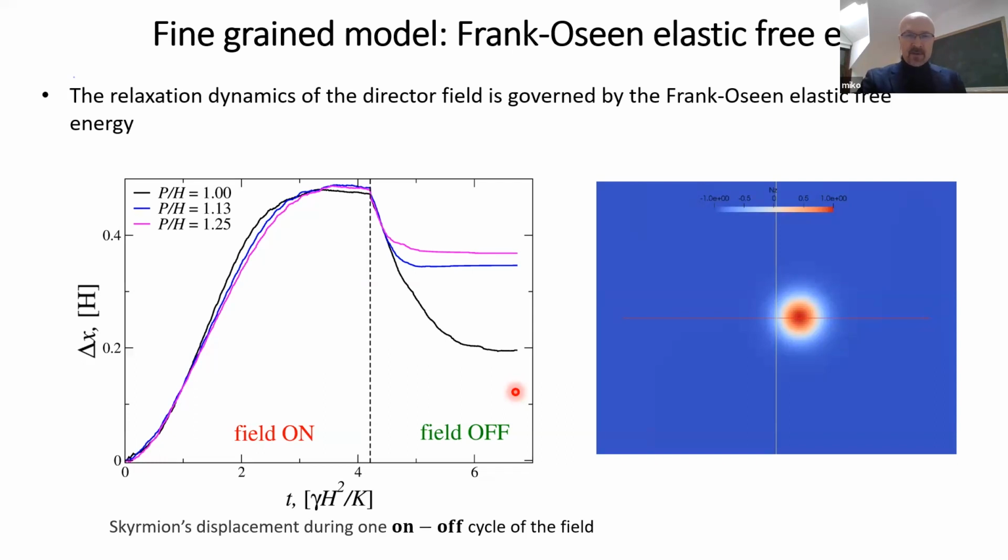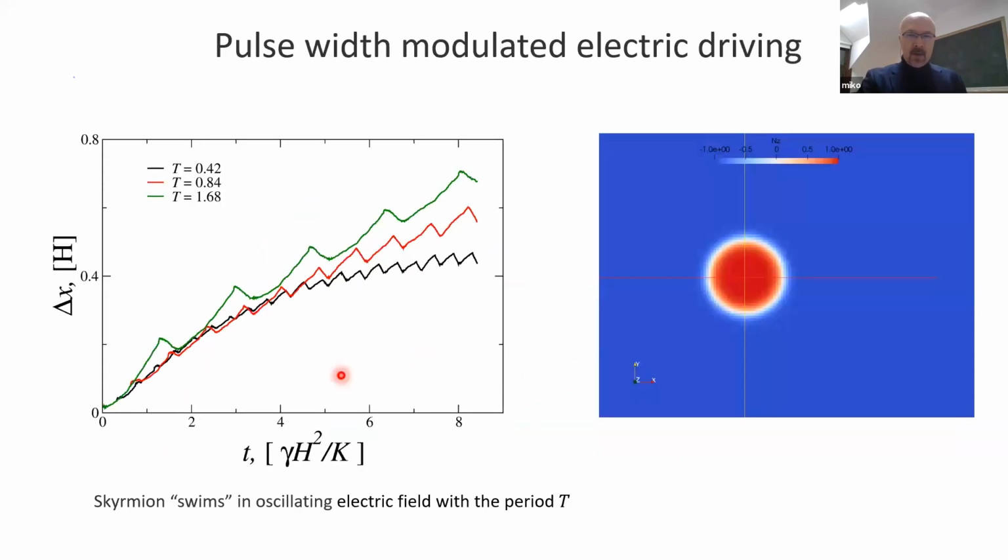For instance, in this slide, I now show the situation where we subject the skyrmion to a pulse width modulated electric field. So these curves correspond to the displacement of the skyrmion at various periodicities, given by these numbers, of this pulse width modulated electric field. And you see that the different curves, which correspond to different periods, have different net velocity.